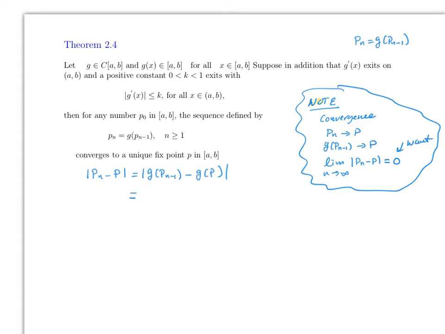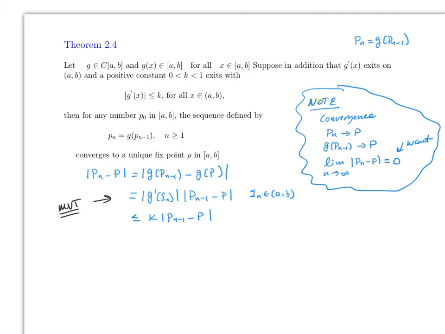So by the mean value theorem, this will equal G prime. This is the same as the proof we did right now, times this will be Pn minus 1 minus P, where Cn is between A and B. Then since the derivative is always less than K, this will be less than or equal to K times the absolute value of Pn minus 1 minus P. Again, remember that this was by the mean value theorem.